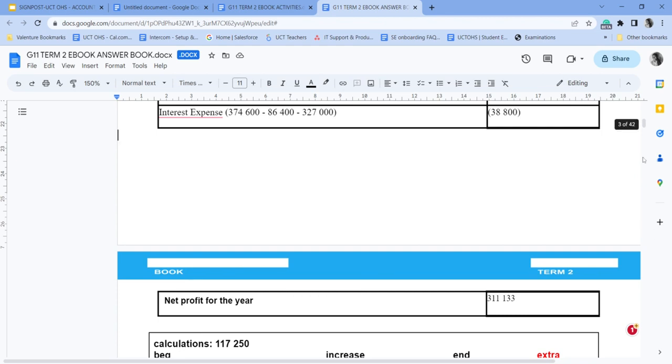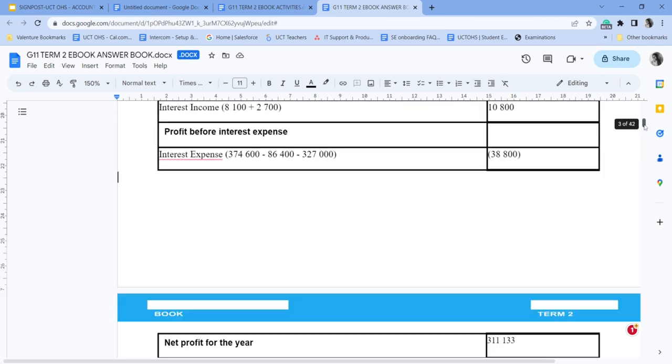So you can see there you have net profit, right? And you have your interest expense there. So now what are we looking for? We are looking for the profit before interest expense. So what you would do if you find a question paper that looks like this one is to just say net profit for the year plus your interest expense.